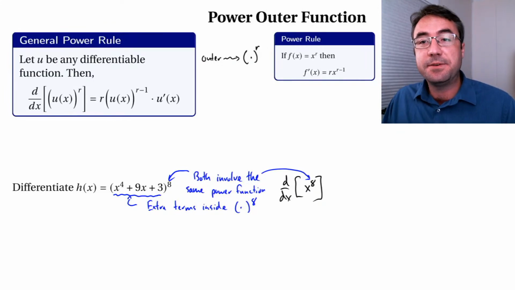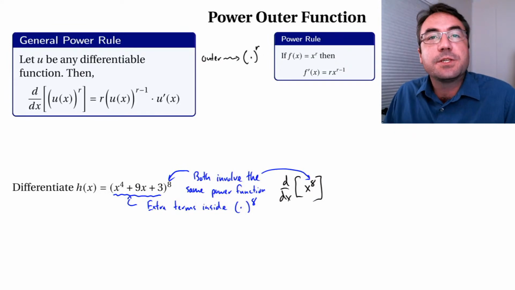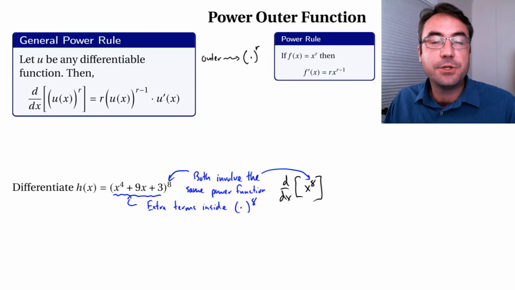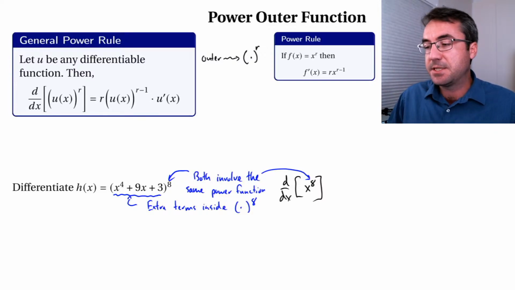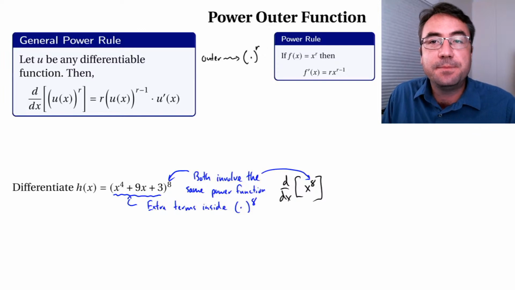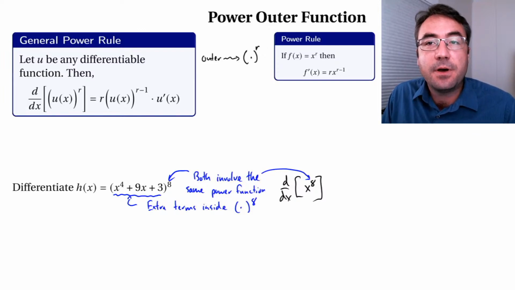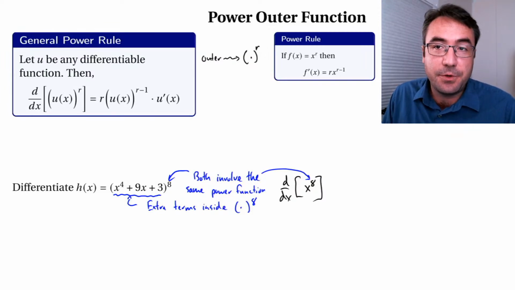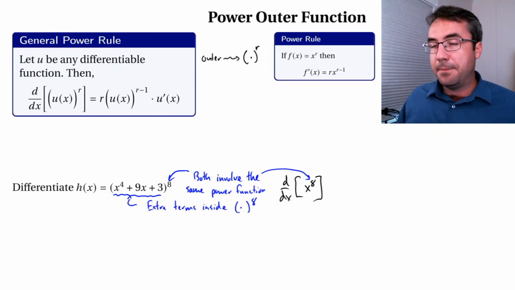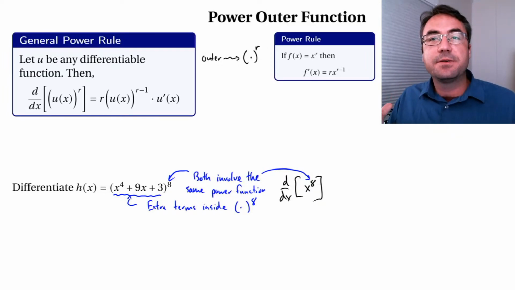In order to differentiate something like that, we're going to use a special case of the chain rule. We call it the general power rule. So let's read through what this says. It says, let u be any differentiable function, then the derivative of u of x all raised to the power r is equal to r times u of x, all raised to the r minus 1 power, times the derivative of u. So we can see elements of the chain rule there.